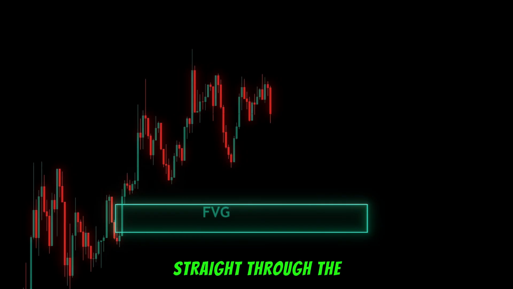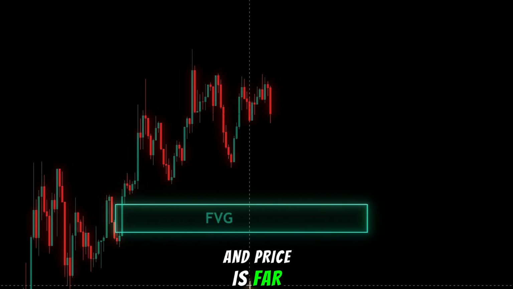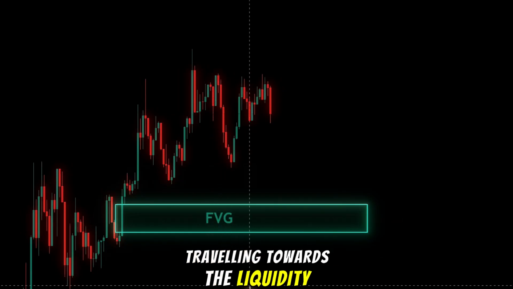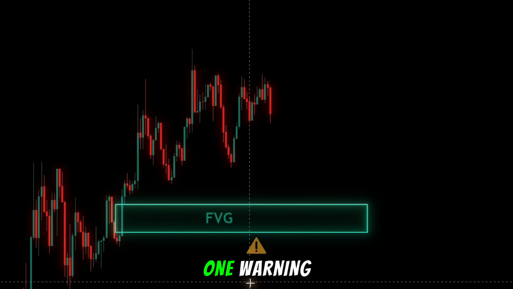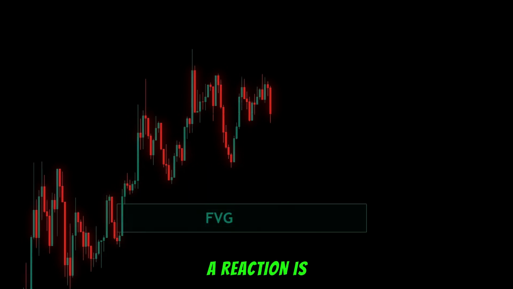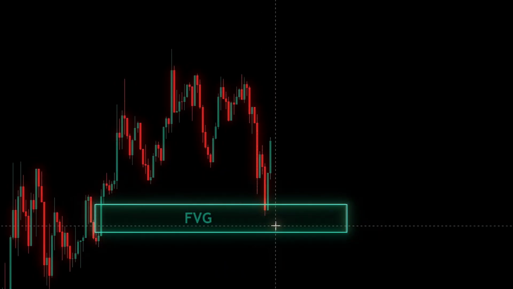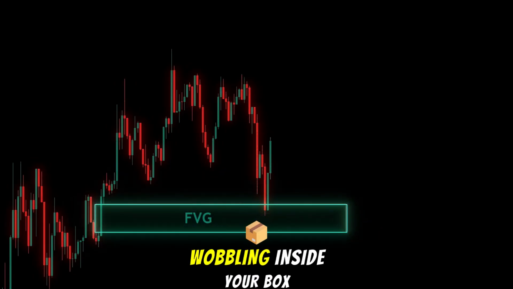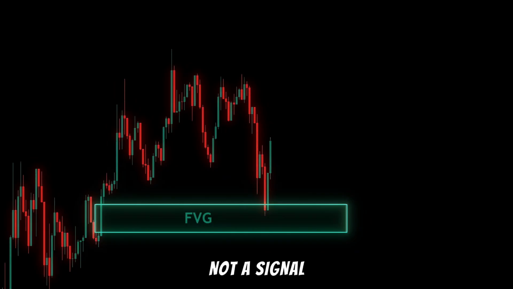If it drifts straight through the zone with no reaction at all, that's your warning. The gap has failed, and price is far more likely to keep traveling towards the liquidity on the other side. One warning: a reaction is not the same as a pause. A single small candle wobbling inside your box is noise, not a signal.